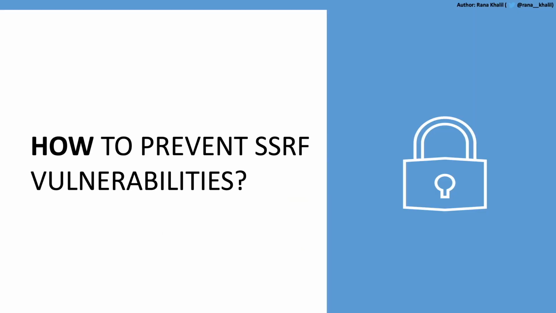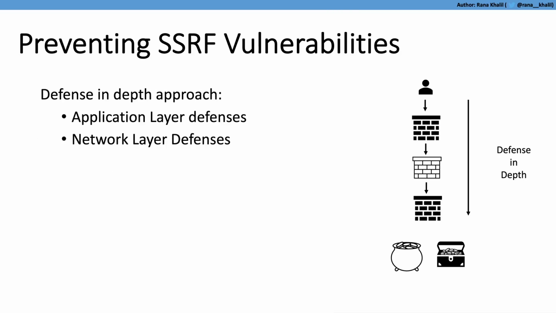Alright, we've reached the last section of this video, which is how to prevent SSRF vulnerabilities. Now, when it comes to mitigating SSRF vulnerabilities, I always like to use a defense in-depth approach, which is if one defense fails, the other defense is put in place to either prevent the attack from happening or at least reduce the risk of the attack if it does happen. And so we'll discuss two types of defenses. The first one is application layer defenses and network layer defenses that are used to prevent or mitigate SSRF vulnerabilities.